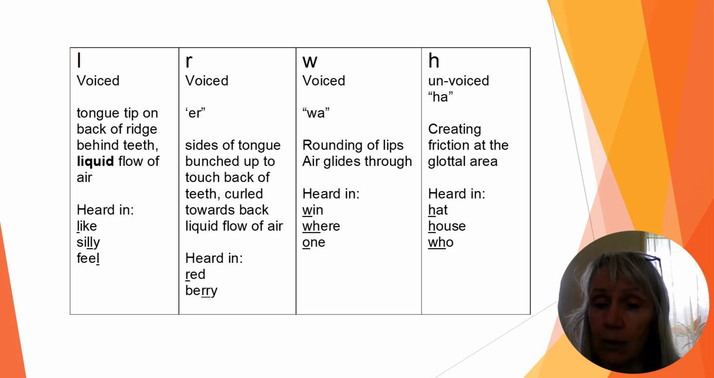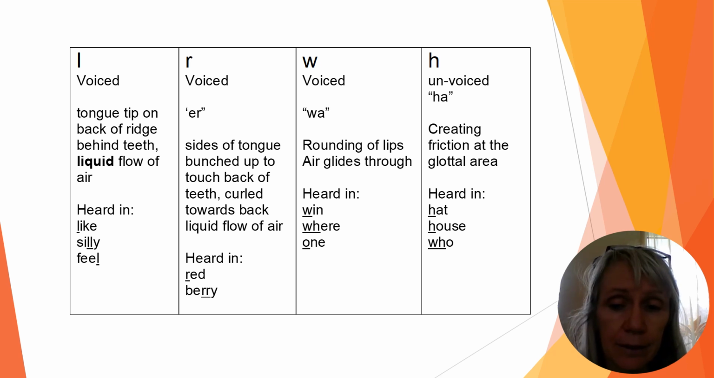Then we're looking at what might be confused with the grapheme W, but it is a W sound. Rounding of the lips, air glides through. Heard in win, where, and one.